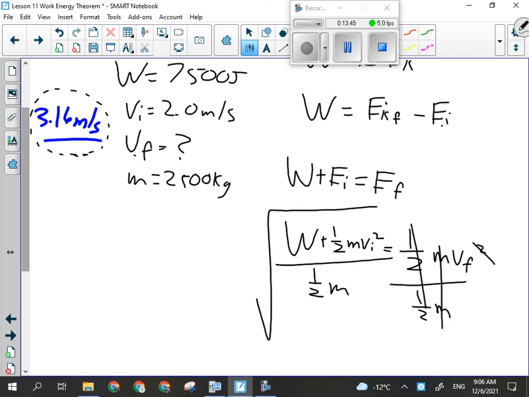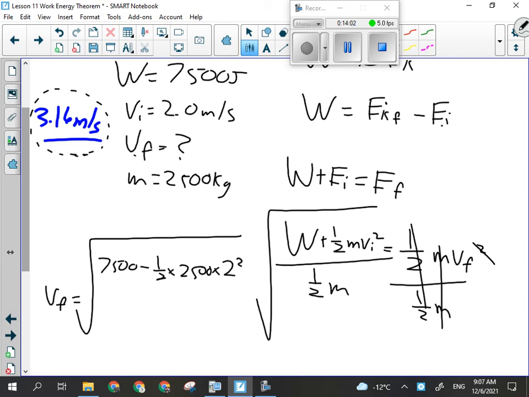So what we're looking at here is that our final velocity will equal the square root of 7,500 joules, the amount of work done, plus 1/2 times 2,500 kilograms times 2 squared, divided by 1/2 times 2,500 kilograms. Just plugging in all my numbers. Wouldn't you add? Yeah, because I wrote add over there, so I should write that there. Okay.